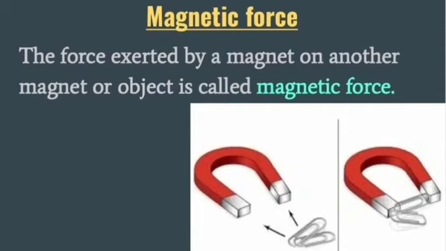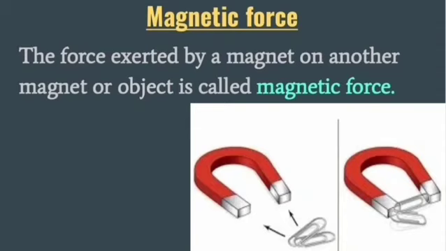The force exerted by a magnet on another magnet or object. Here the force is exerted by a magnet and it can be exerted on another magnet or object. So the force exerted by a magnet on another magnet or object is called magnetic force.